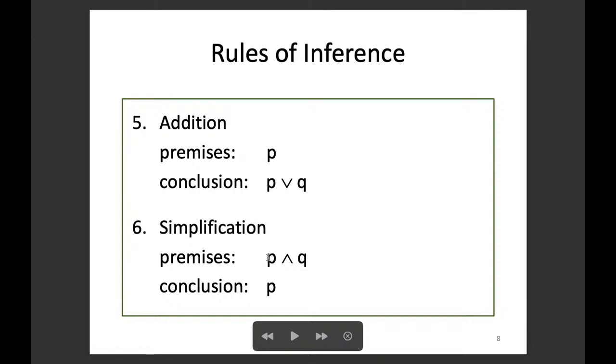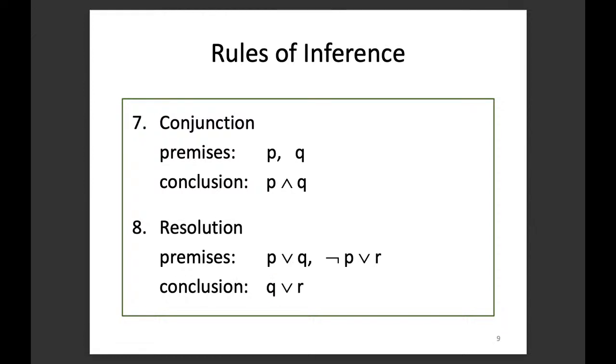And simplification here means that suppose that I know P and Q is true. Then I know that P has to be true. Reason, P and Q to be true already implies P is true and also Q is true. So we can just say one part because it is already known that both are true based on the premise. So in that case, we can just make a conclusion that P is true, although we also know that Q is true. So we call this a simplification.